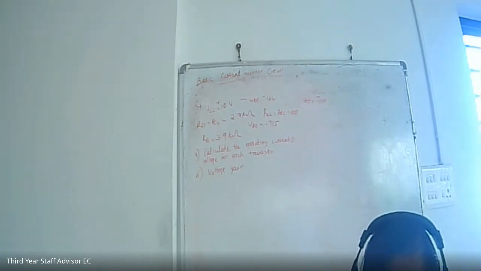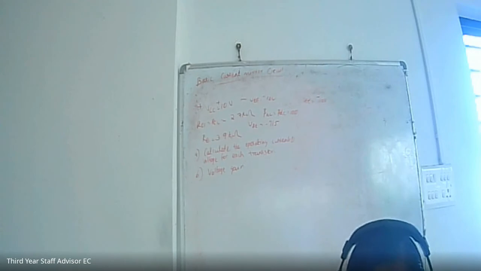Here an emitter biased dual input balanced output differential amplifier is taken, so the circuit diagram will be similar to the previous one. I am not drawing it. Here VCC and VEE are given, RC1 and RC2, the collector resistances, are given, and the emitter resistance is also given. Beta AC and beta DC are equal to 100 and VBE equal to 0.715 volt.